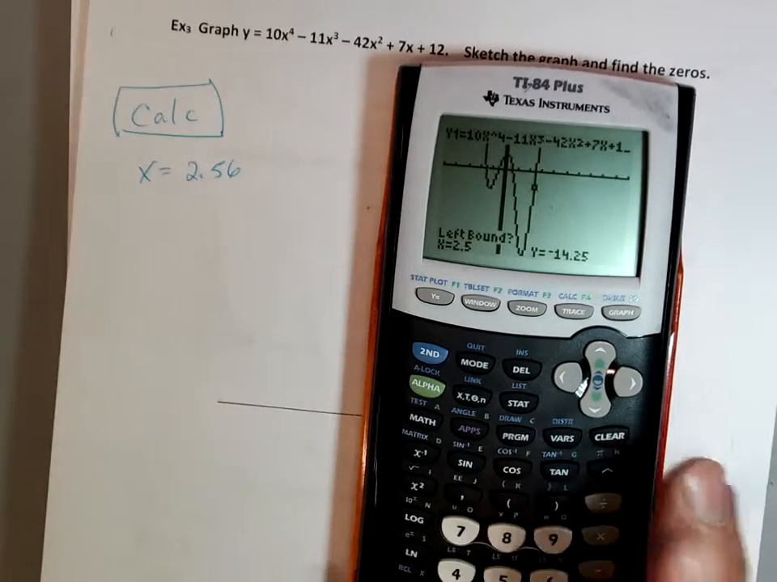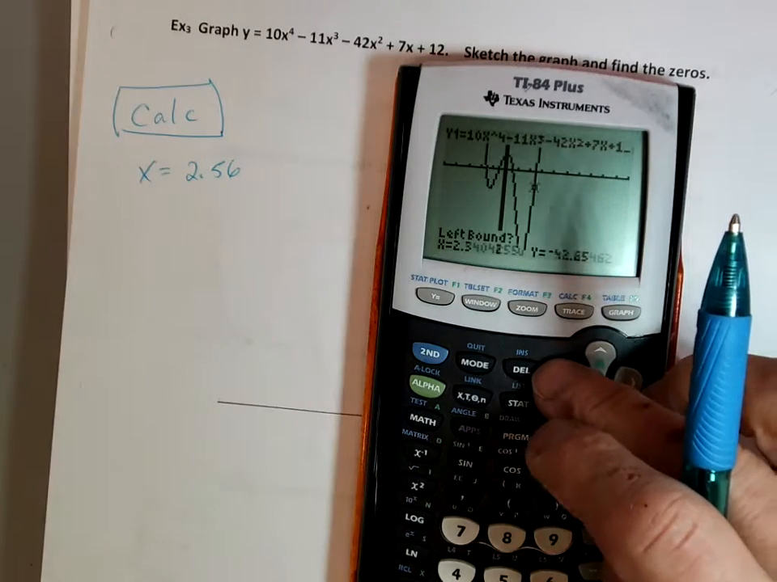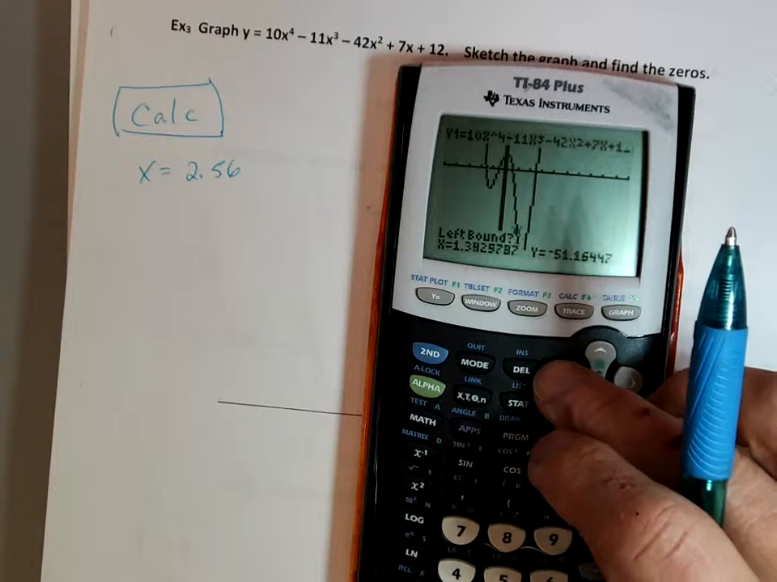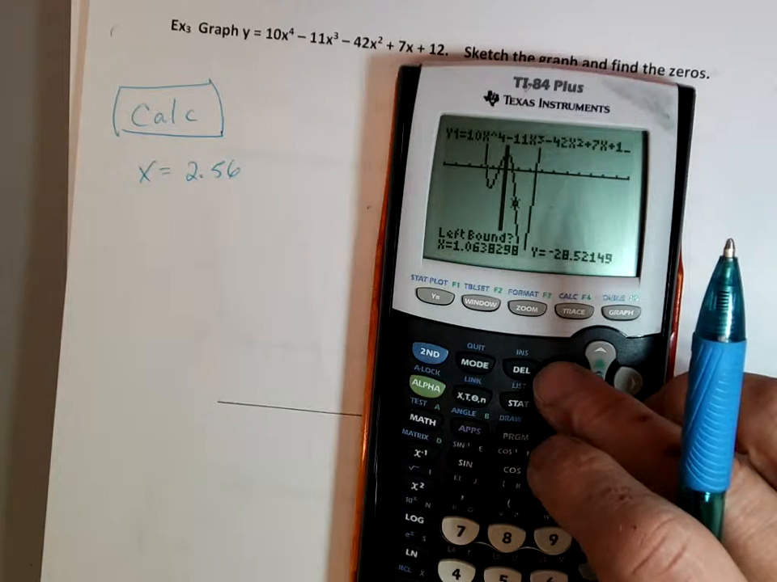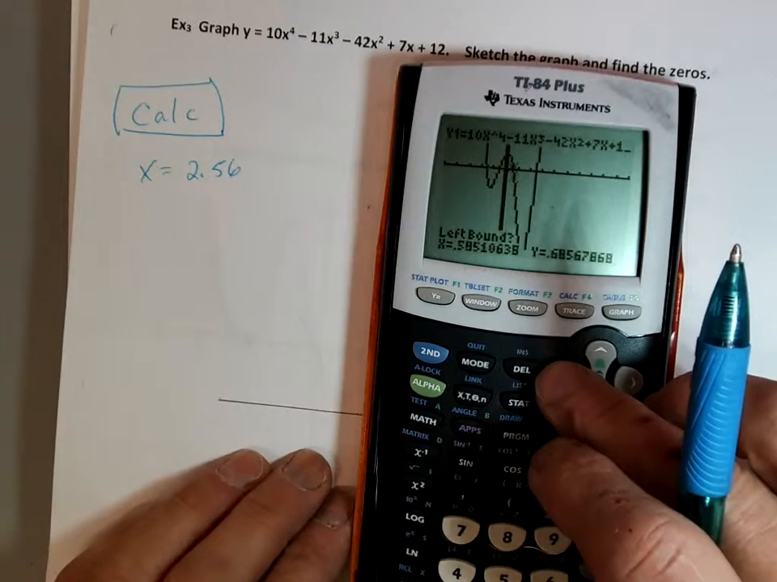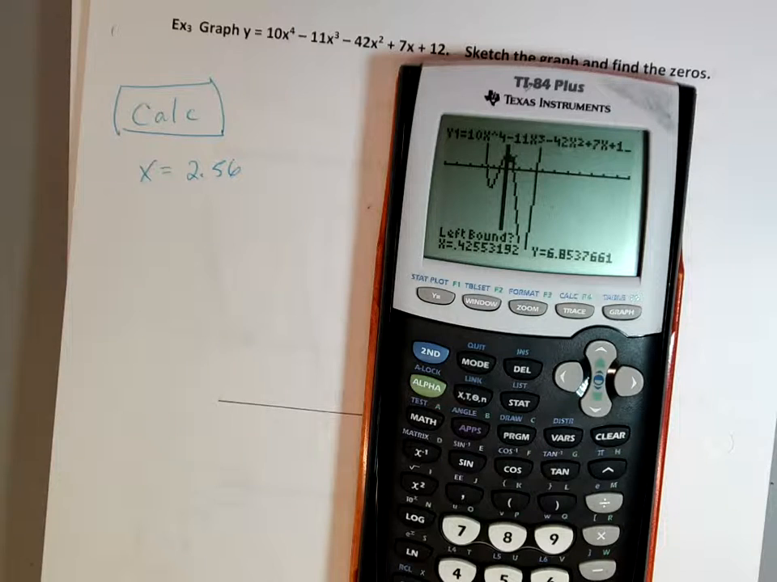Now I already found that one, so let's find the other. So I'm going to move my cursor over, not up and down, and it wants left bound. I'm to the right of it, not to the left of it, so keep going up. If I'm above it, I'm to the left of it. Does that make sense? Yes.